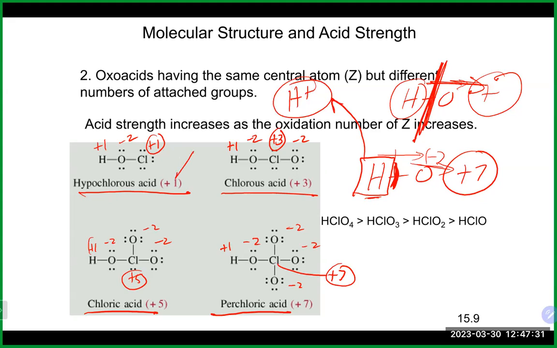In comparison to this one where, instead of a +7 in the middle, you only have a +1 charge, so it's not going to be as big of a pull, bringing them even closer to the center, and then it would be a weaker acid in comparison to the first one. Other questions?